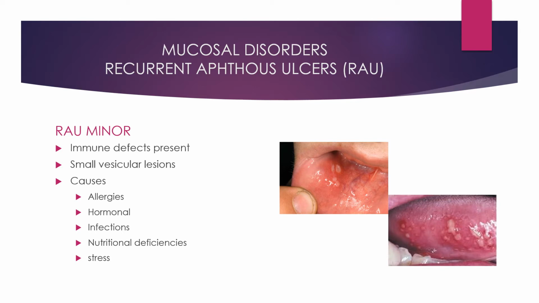Recurrent aphthous ulcers, the minor form: we believe there are immune defects that are present with the patient. They present as very small vesicular lesions. The causes can be allergy, hormonal, infections, nutritional deficiencies, and probably most commonly stress. So there are two forms, the minor and the major. These are also known as canker sores.